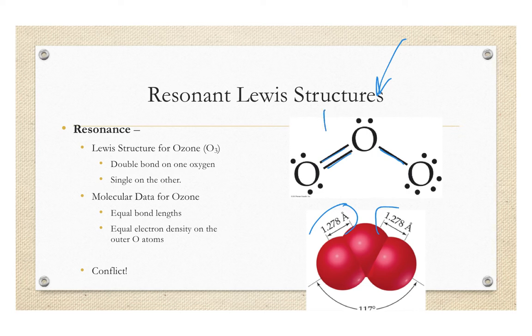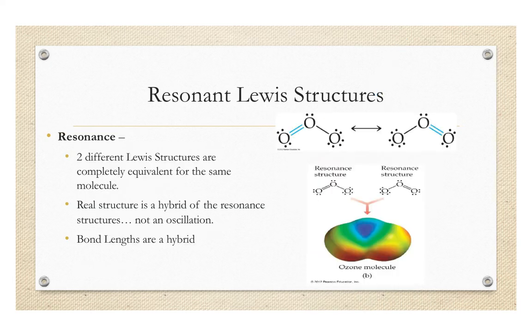which is not what we'd expect, because we said a little bit earlier that having more bonds typically gives you a shorter distance and fewer bonds would give you a longer distance. Well, that's not what we see in reality. There's a conflict here. And so the way we solve that conflict is with the idea of resonance.